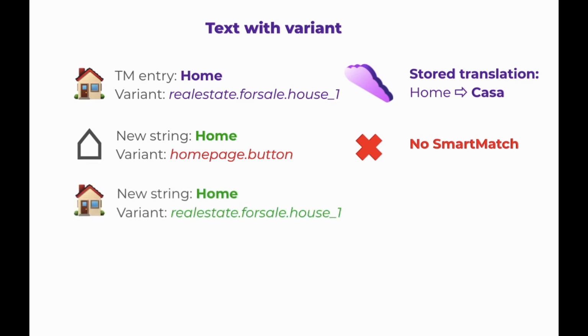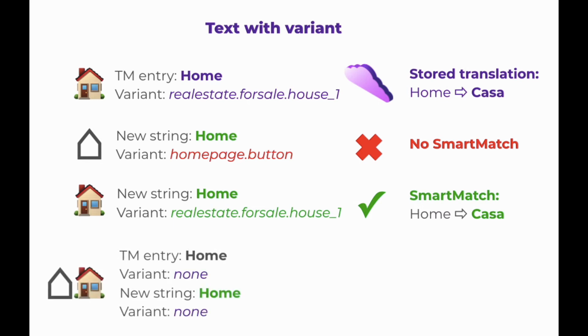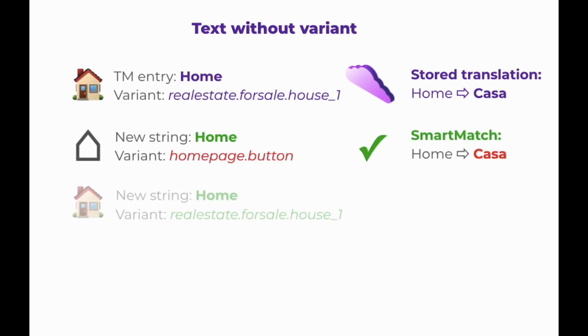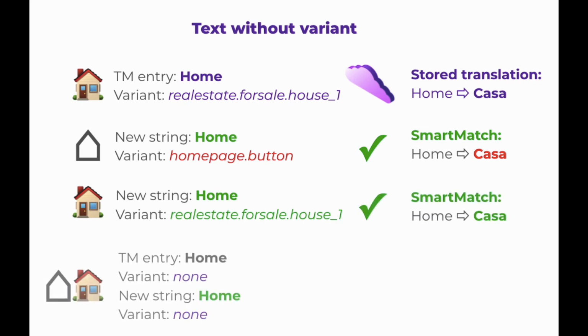On the other hand, if the same text was translated before using the same variant as your new string, SmartMatch does kick in and the previous translation is applied automatically. If neither your previous translation nor your new string are using any variants at all, we will interpret this as a matching variant, and we will get a SmartMatch as well. In contrast, the setting text without variant works in all of these three scenarios. This option only checks if the text matches, regardless of the context or variant.